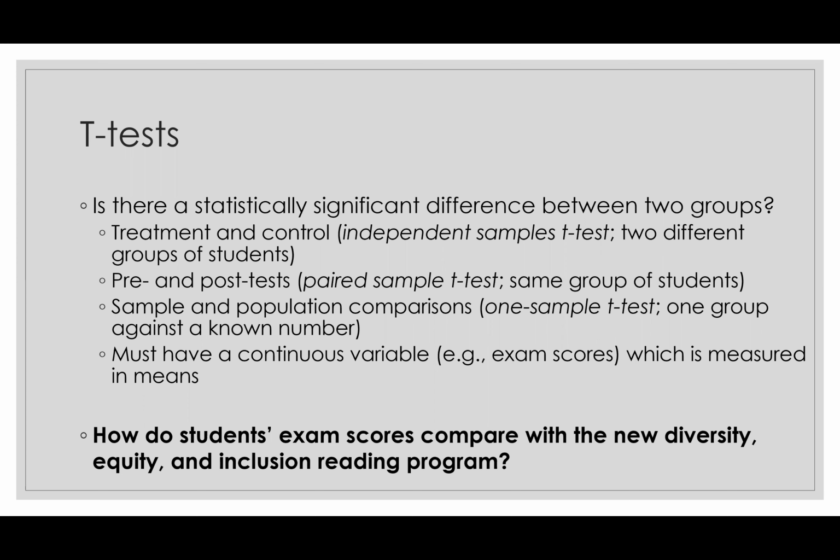So here's an example that we can work with to go through some of these different types of t-tests: how do students' exam scores compare once we have introduced a new diversity, equity, and inclusion reading program? So that's our main question. But we can't actually answer that yet because we don't know what our students' exam scores compare to, right? We just discussed the three main scenarios in which we would use a t-test, but the way that the question is worded right now, we don't actually have that answer.